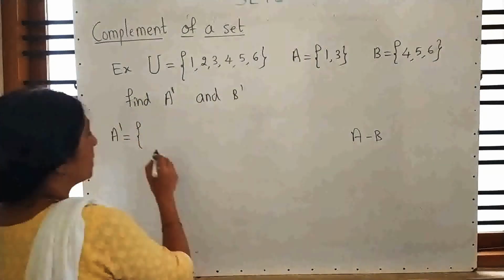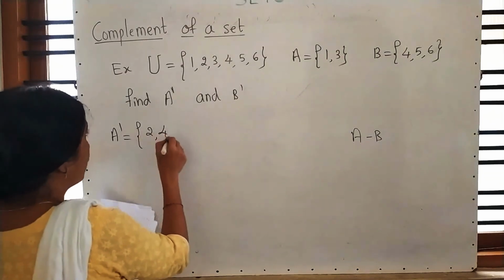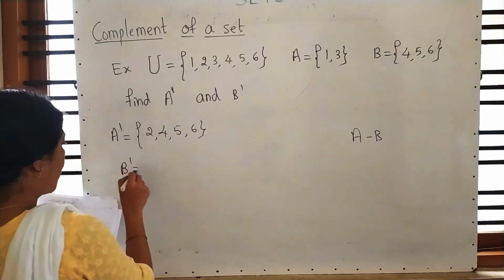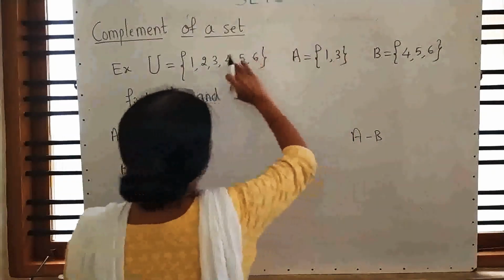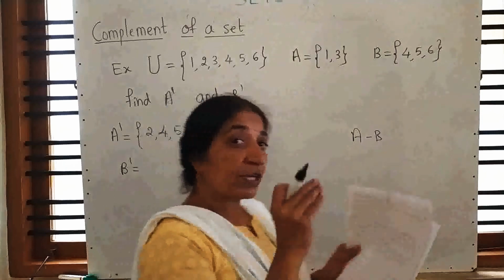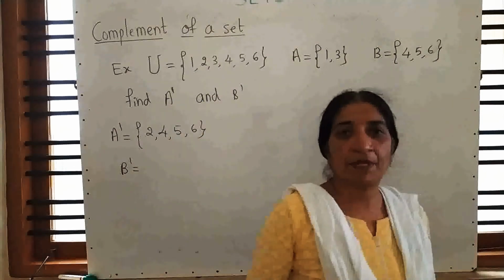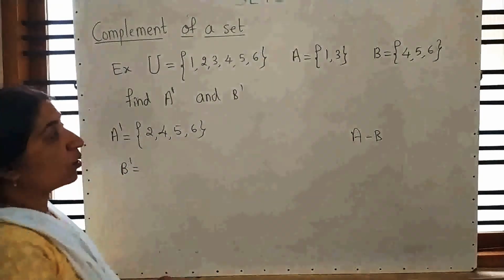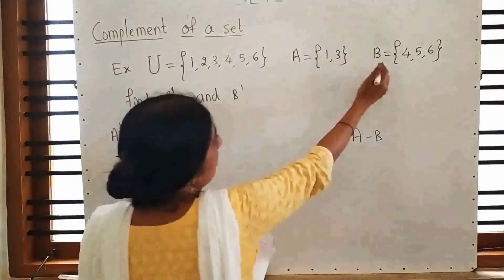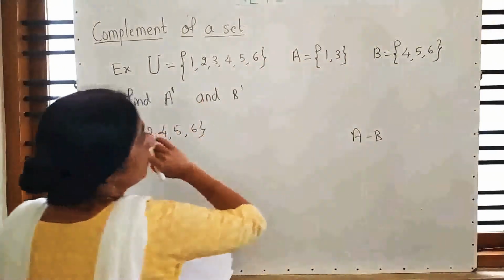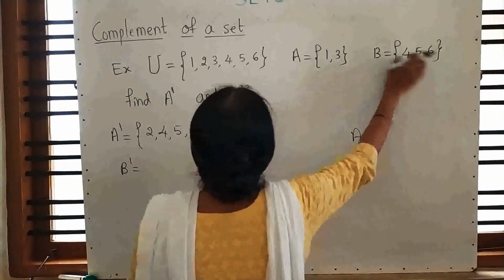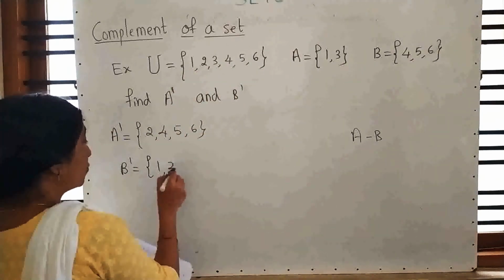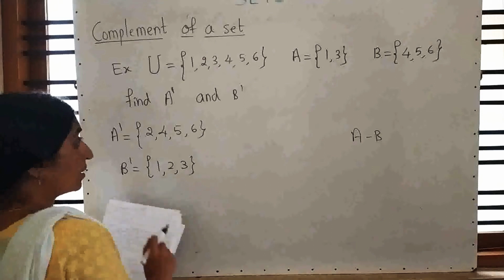And which are not present, write down. That is 2, 4, 5, 6. And B complement, here also you have to compare with the universal set. But in difference, whatever is the given set, in that two sets we are comparing. It is not necessary it should compare with the universal set. But in complement, you have to compare with the universal set. Compare B and the universal set. 4, 5, 6 are present in B, but comparing with the universal set, 1, 2, 3 are not present. So this is a complement.